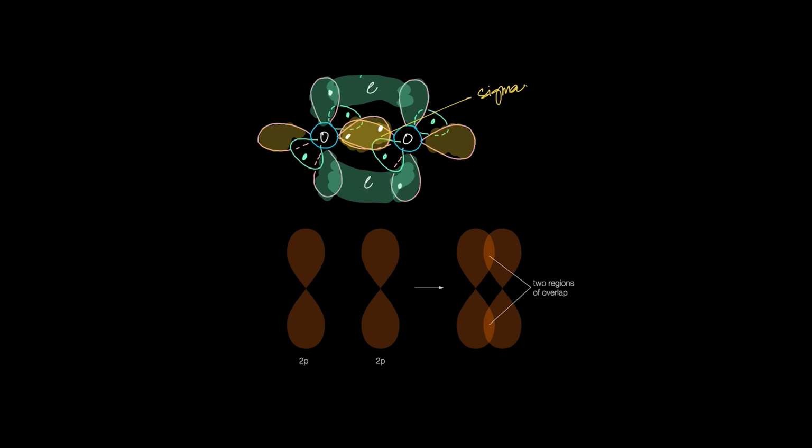And pi can only and only be made with p orbitals. S orbitals will always make sigma, and p orbitals can make sigma and pi. So sigma bonds are for s and s overlap, s and p overlap, even p and p overlap. So p and p overlap can make sigma and also make pi. So in oxygen, the p and p overlap did make sigma, but the p and p overlap also made pi for the second bond.